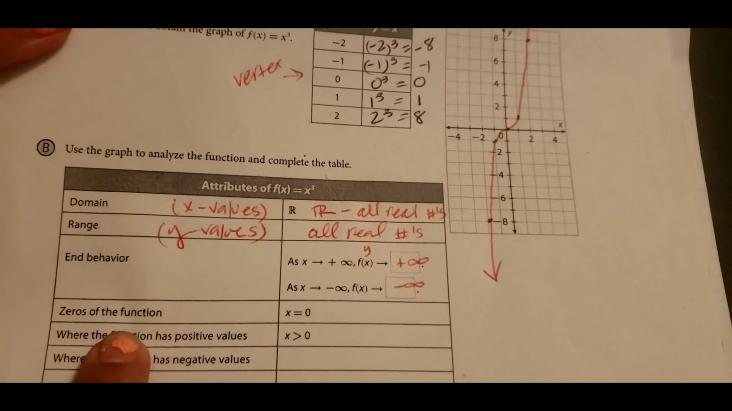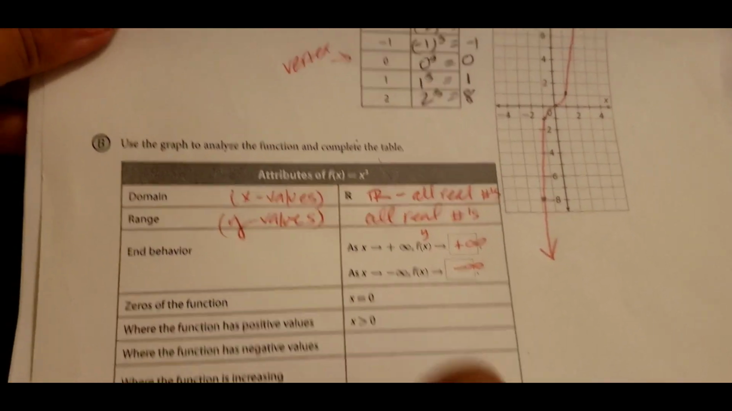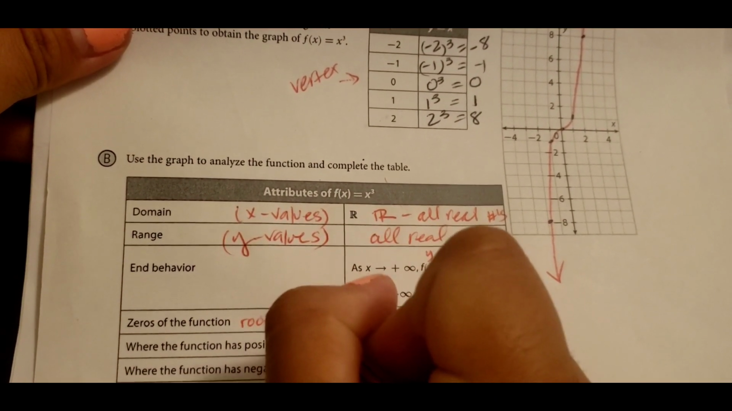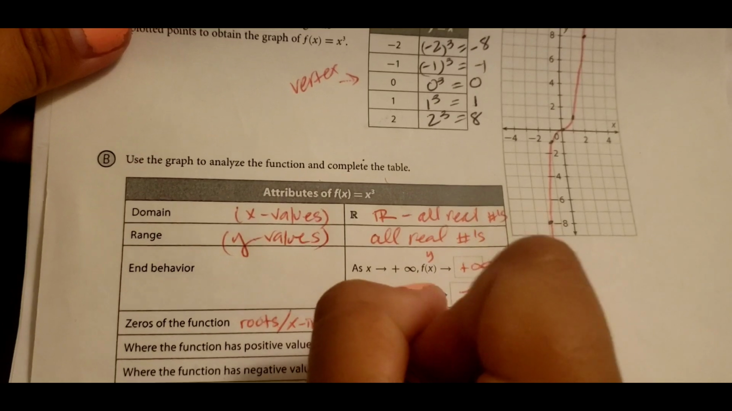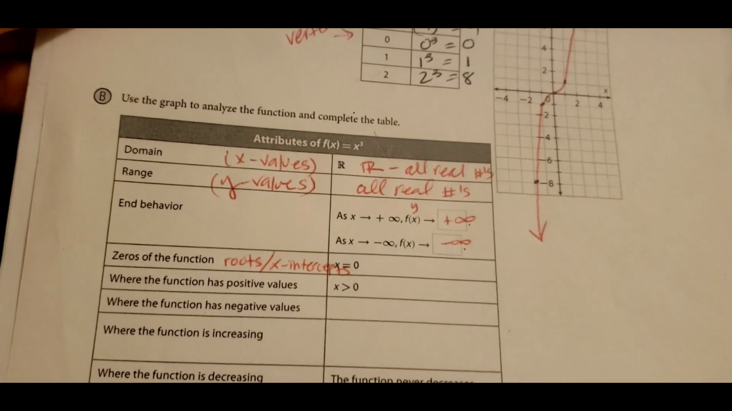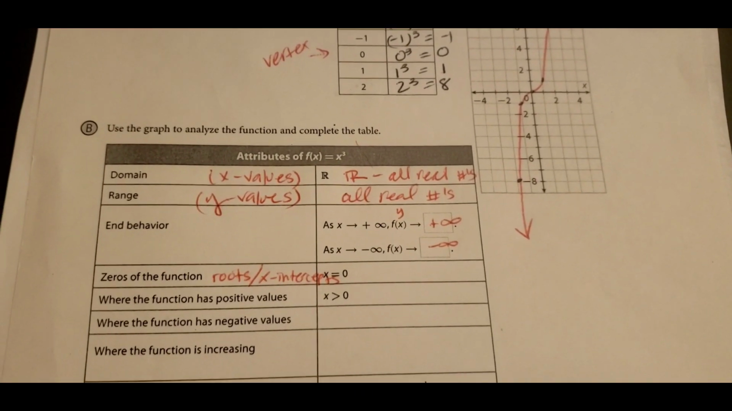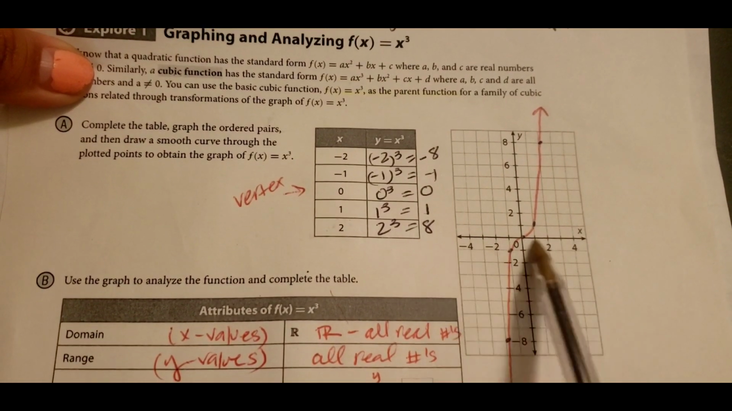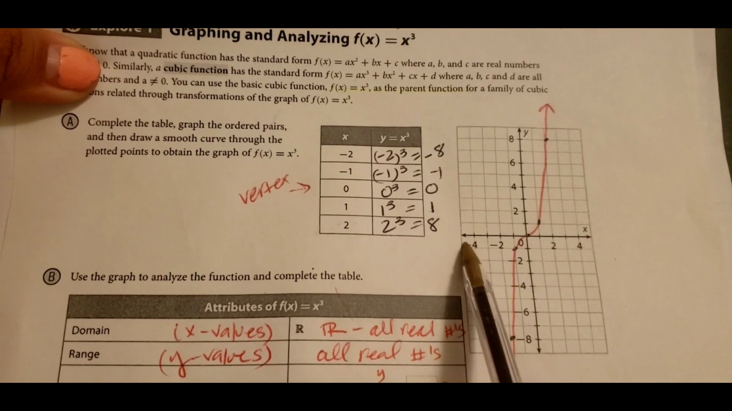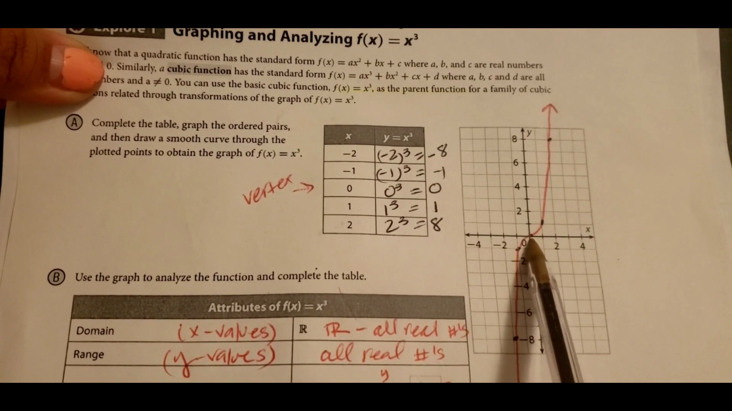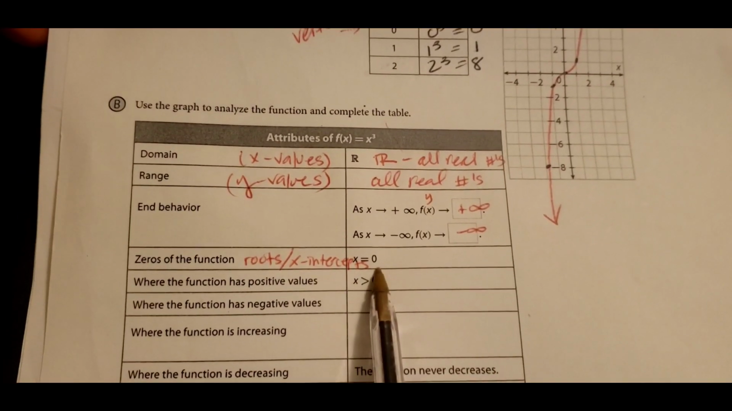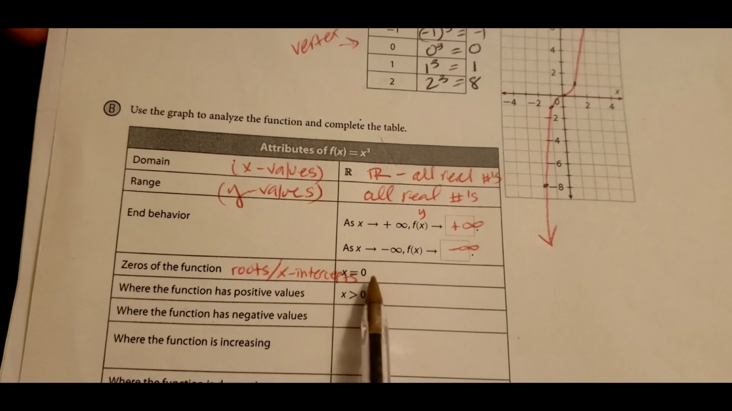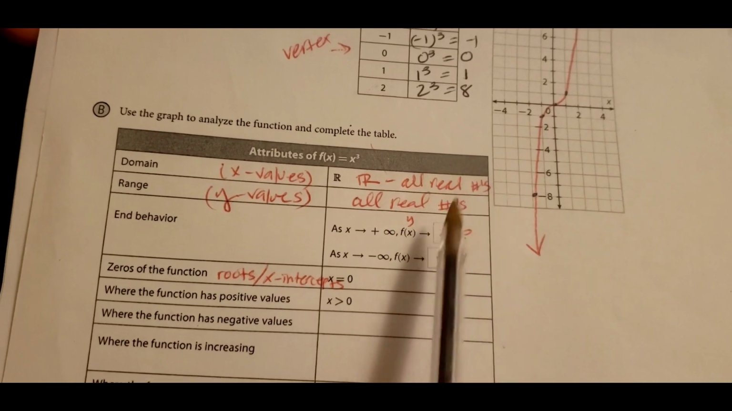Okay, zeros of the function. This is another word for roots or x-intercepts. Basically, where does it cross the x-axis? So you should be looking at your x-axis. What's the only point that it crosses the x-axis? And that's at 0. So it's when x equals 0. Okay, so zeros are your roots or your x-intercepts. So you should have an x value, and that's 0.